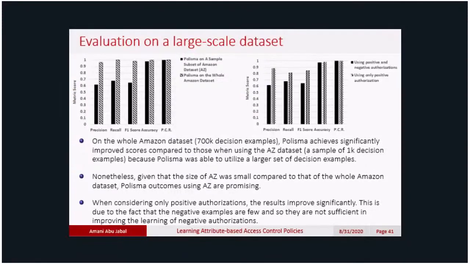The second figure, on the right, shows the result considering only positive authorizations. The results improved significantly. This is due to the fact that the negative examples are few, and so they are not sufficient for improving the learning of negative authorizations.